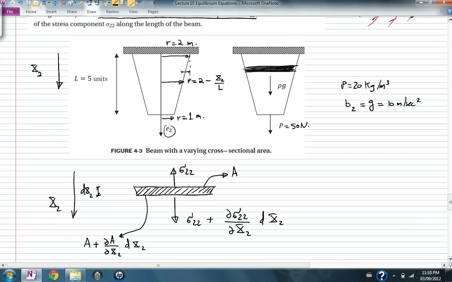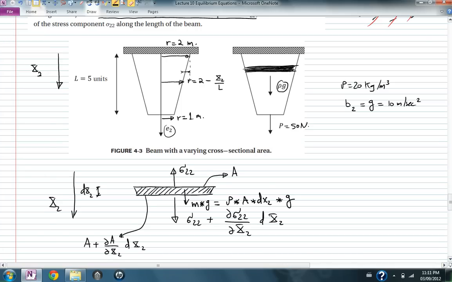What are the other forces that are acting? The other force that's acting is the body force, or the gravity field, which is rho multiplied, basically mass multiplied by g. The mass is equal to rho multiplied by the area multiplied by dx2, multiplied by g. These are all the forces that are acting on my object.